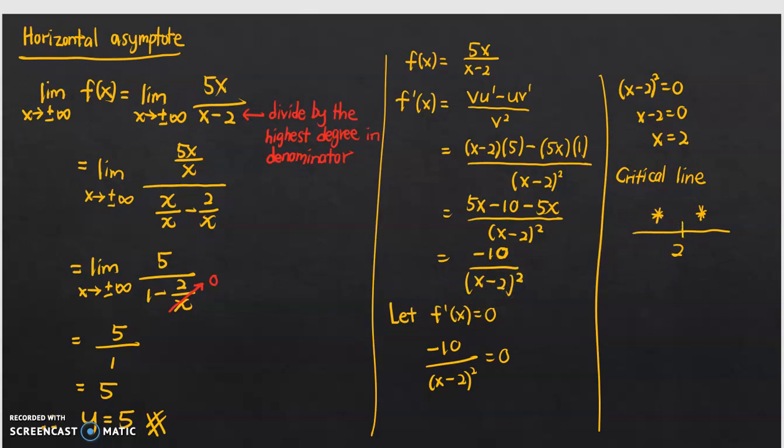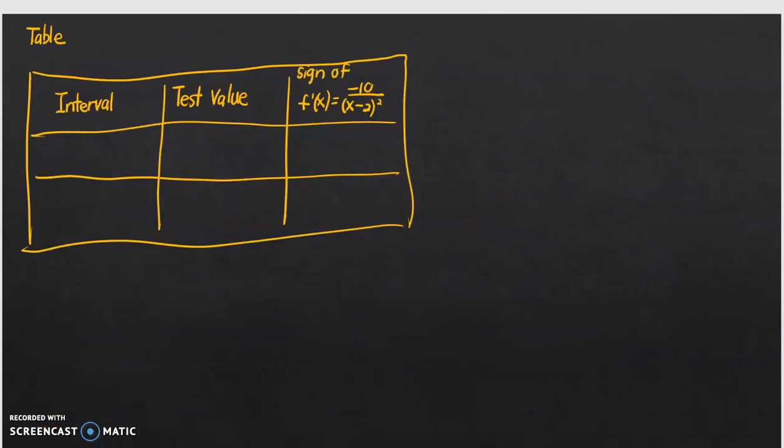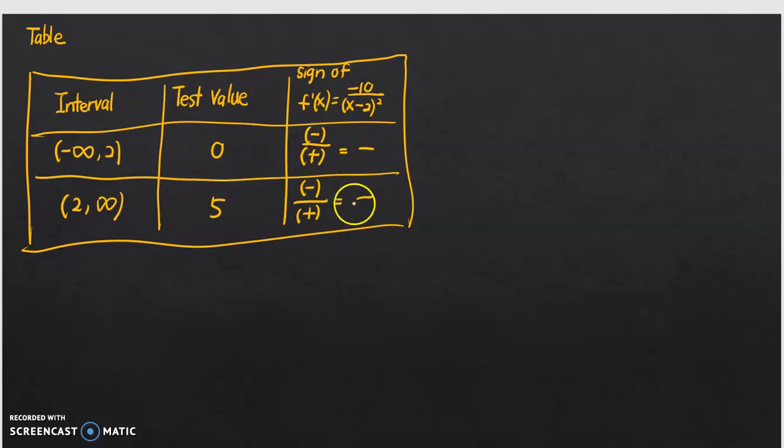And then the interval is from negative infinity until 2 and 2 until positive infinity. Let's say the test value here is 0. Here let's say is 5. So here the numerator is always negative. The denominator, because of power of 2, is positive. So here is negative. If I substitute 5 here, the denominator is also positive, so it's negative. You can notice that in these intervals, we only have negative sign.